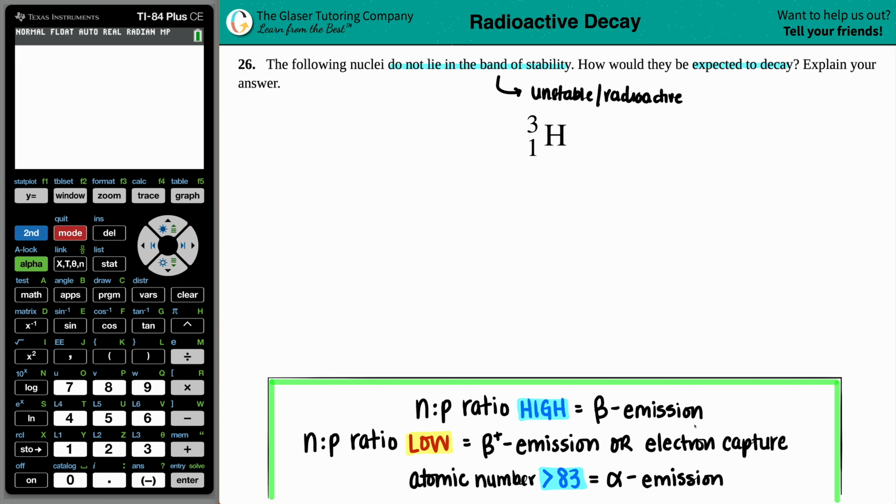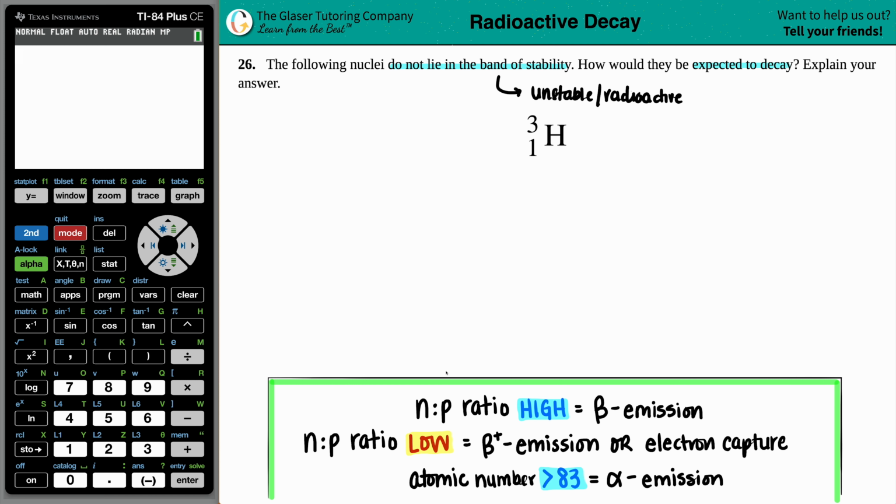Now, the main thing to rule out is look at the atomic number first, right? Anytime that you have an atomic number that's greater than 83, chances are this is going to be undergoing alpha emission. But we have an atomic number here. I mean, it's hydrogen. I only have an atomic number of 1. The atomic number is always the lower number of the two numbers on the notation. So I know now I have to deal with these N to P ratios.